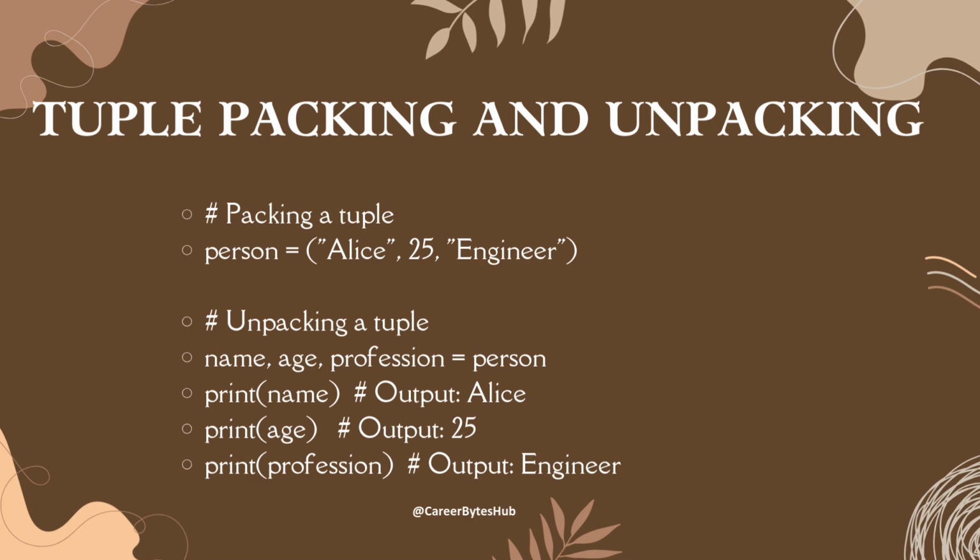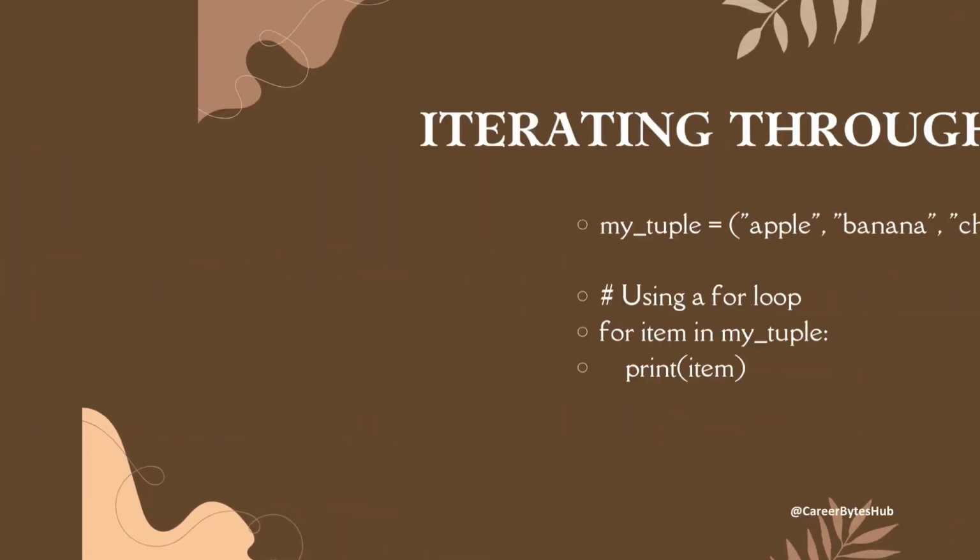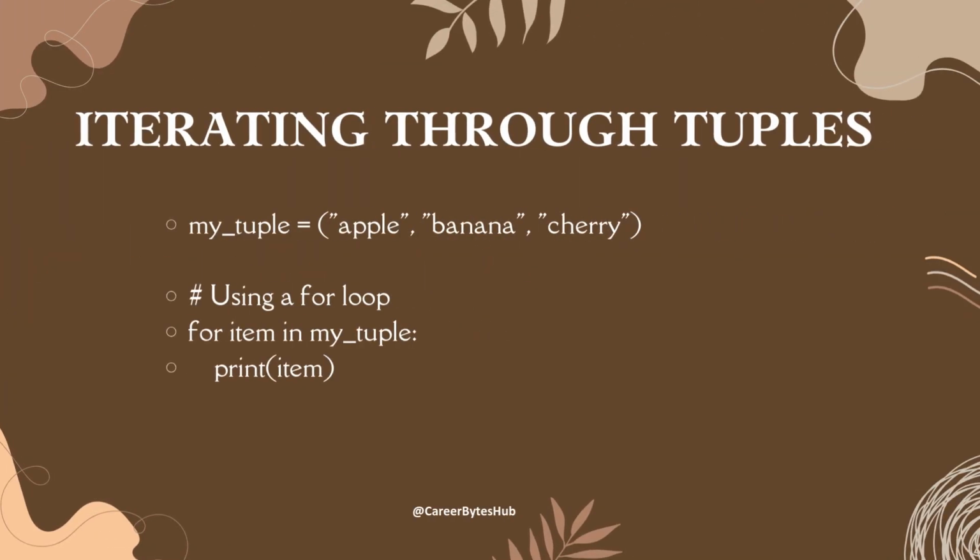As we have learned how to unpack tuples, now let's see how to iterate through them. Since tuples are ordered like lists, we can use a for loop to access each element one by one. This is especially useful when working with large datasets stored in tuples.